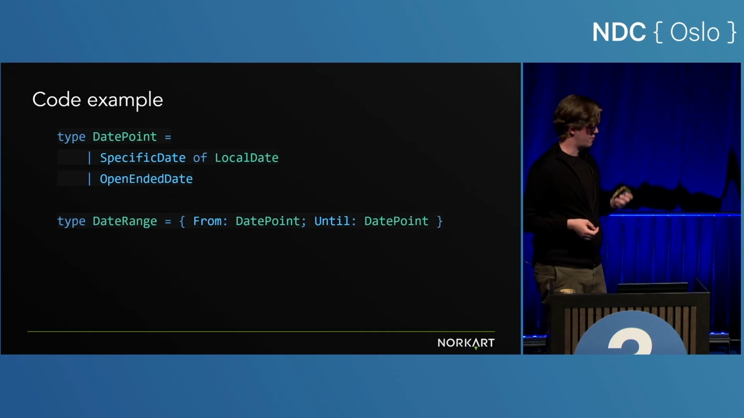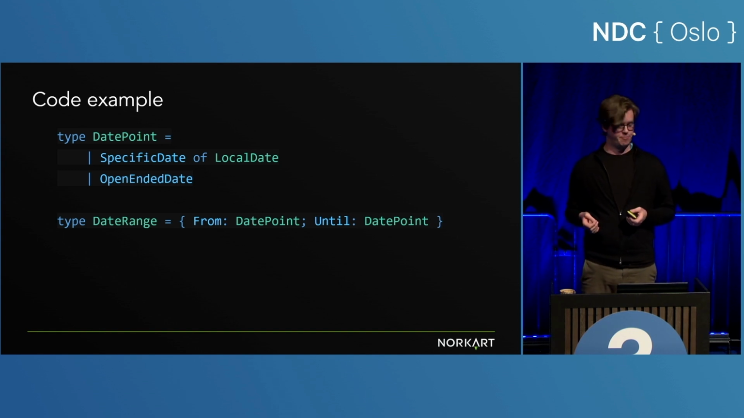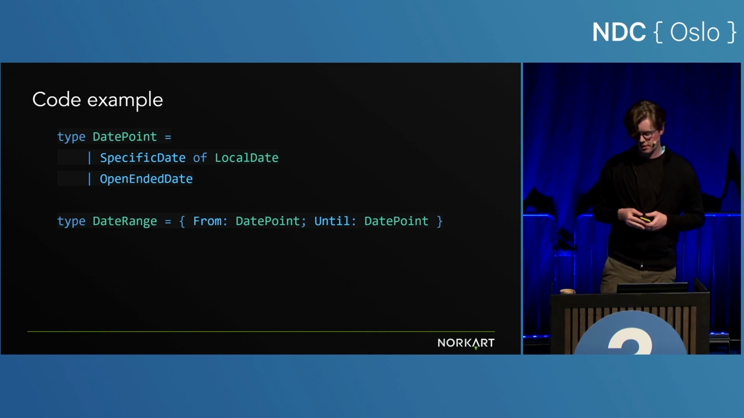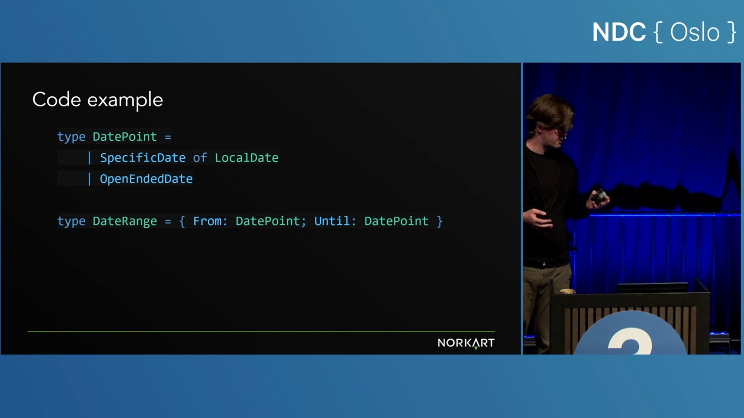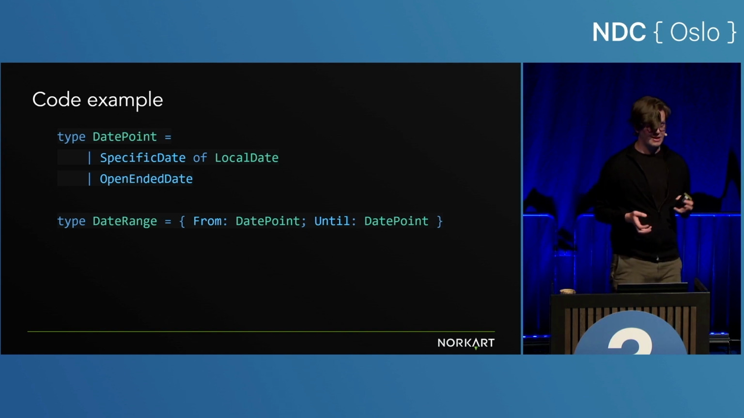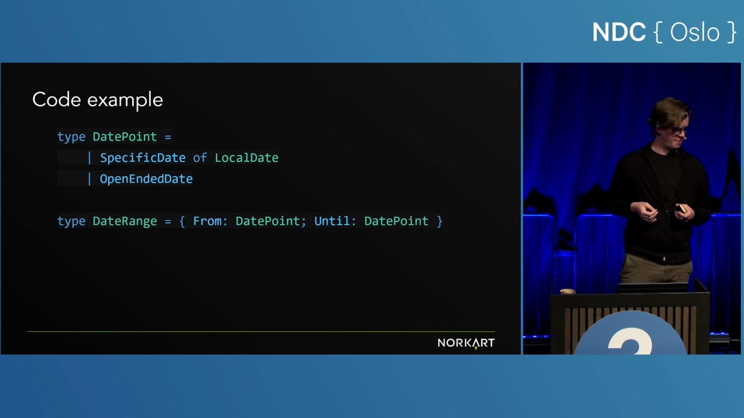Small code example, and I'm trying to use a dark font even in my slides. We'll see how this works. Here we just have two types. It is a range that has a start and an end, from and until, and this start might be a specific time, or it might be an open-ended time. We use this to represent our durations in our code.